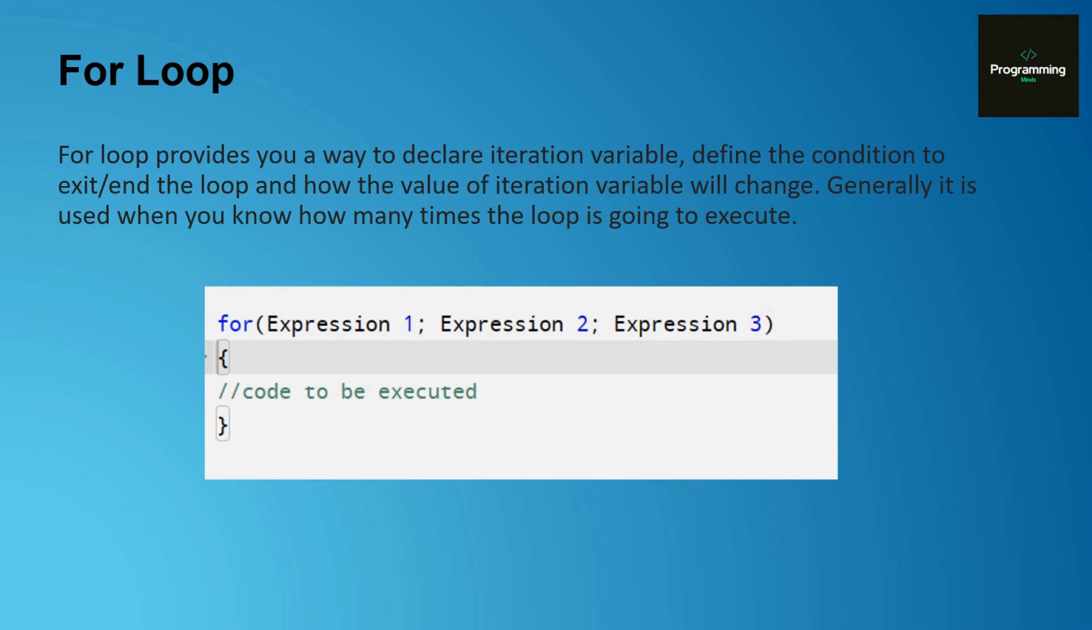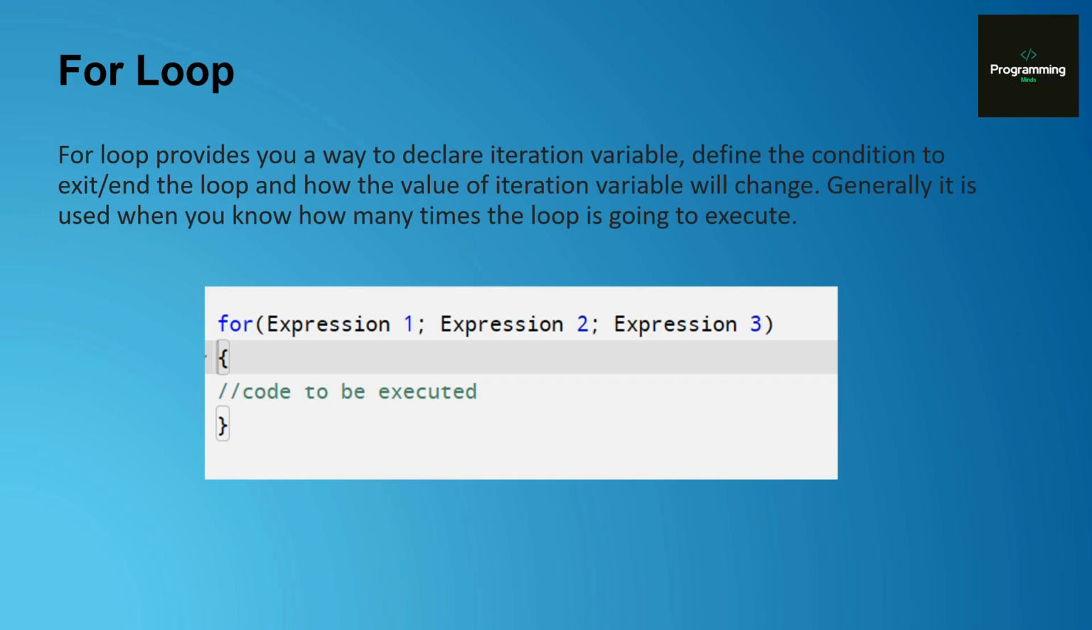Now for the for loop, you can see the syntax. For loop in brackets: expression 1, expression 2 and expression 3. These are the three conditions present with the for loop. A for loop provides a way to declare the iteration variable, define the condition to exit the loop, and define how the value of the iteration variable will change. Generally it is used when you know how many times the loop is going to execute.